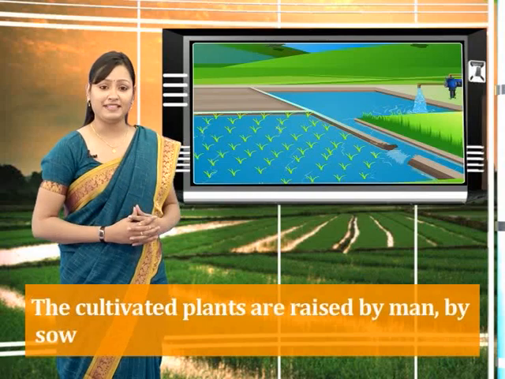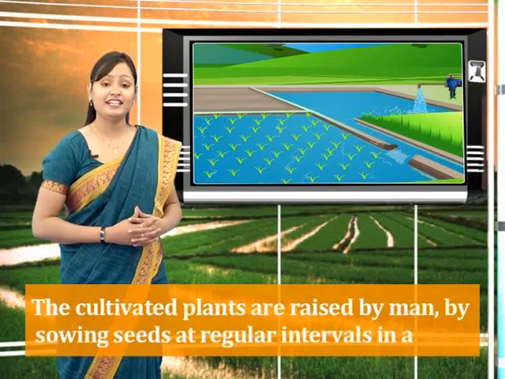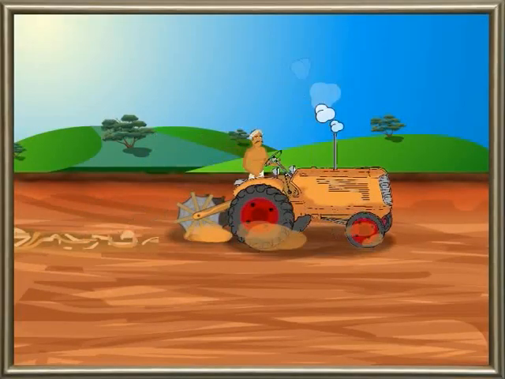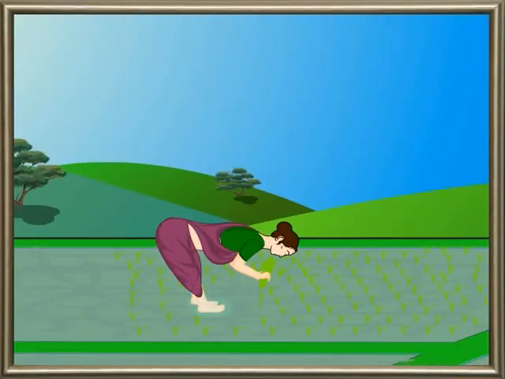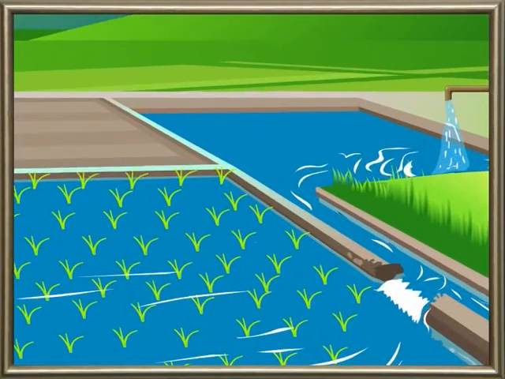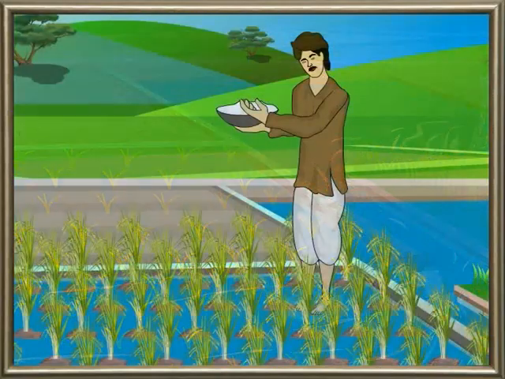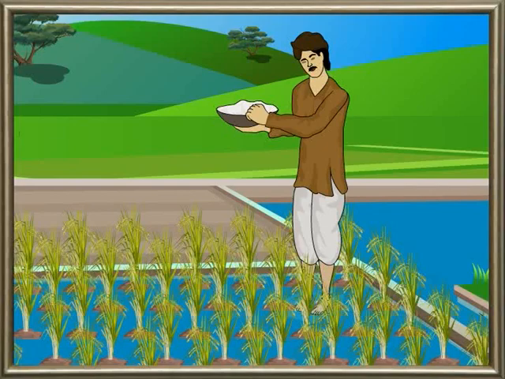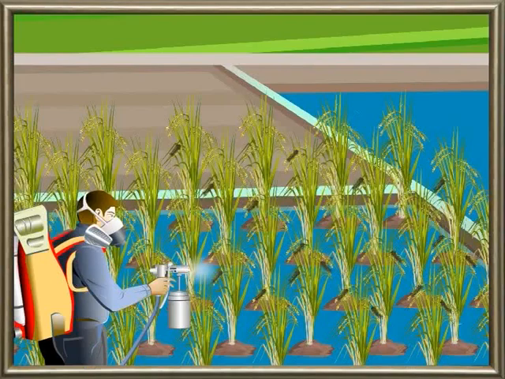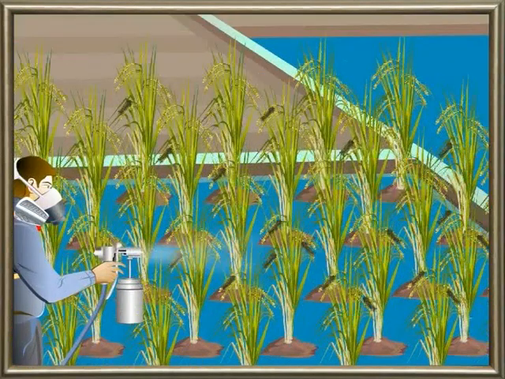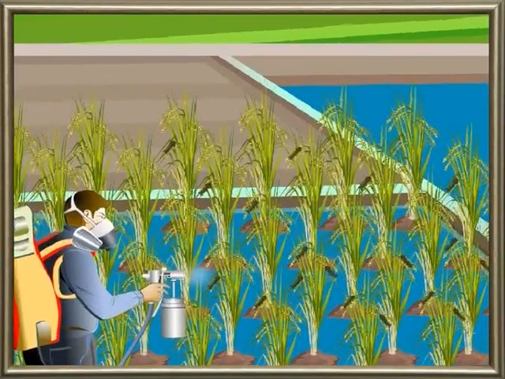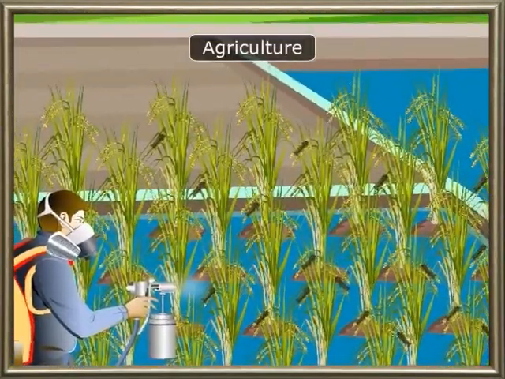Now the big question is, what are the cultivated plants? The cultivated plants are raised by man by sowing seeds at regular intervals in a year. Man prepares the soil, sows the seeds, and provides a sufficient amount of water and nutrients to raise the plants. Man also provides fertilizers to the crops for better growth of the plants. The plants are protected from disease-causing organisms by applying pesticides. This entire process is known as agriculture.